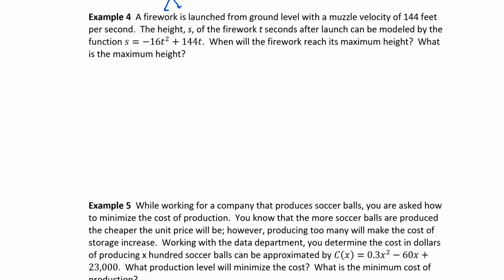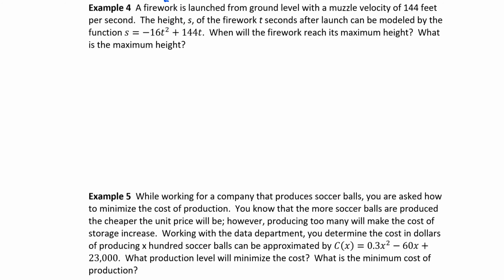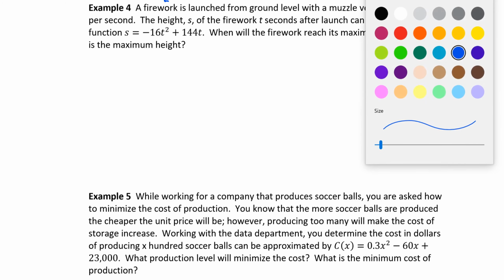Example 4, a firework is launched from ground level with a muzzle velocity of 144 feet per second. The height, s, of the firework, t seconds after launch, can be modeled by the function s equals negative 16t squared plus 144t. When will the firework reach its maximum height? And what is that maximum height?